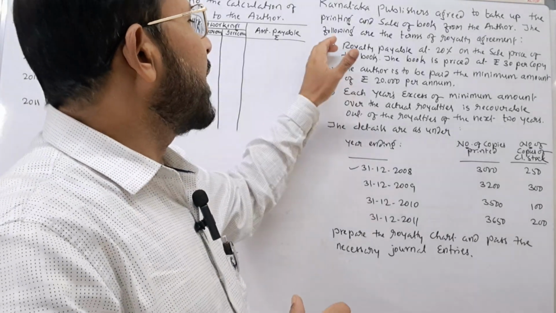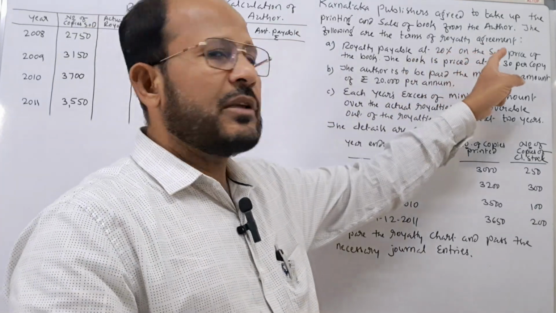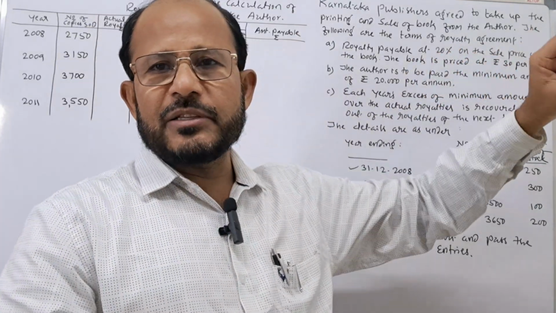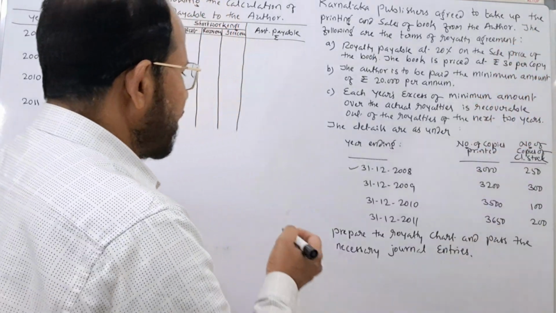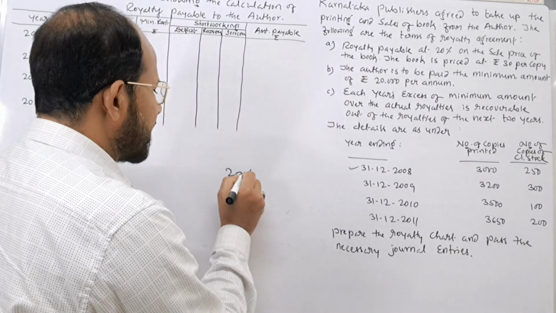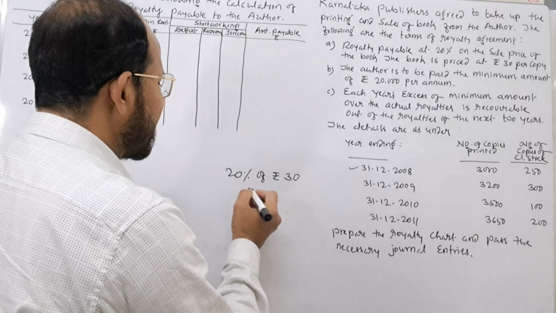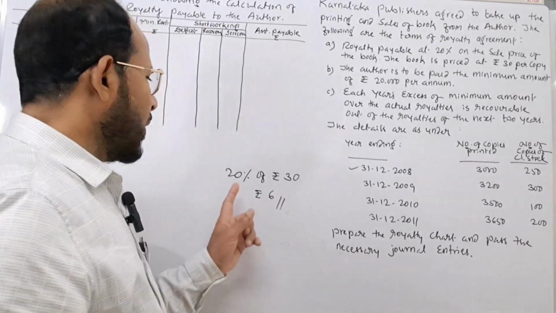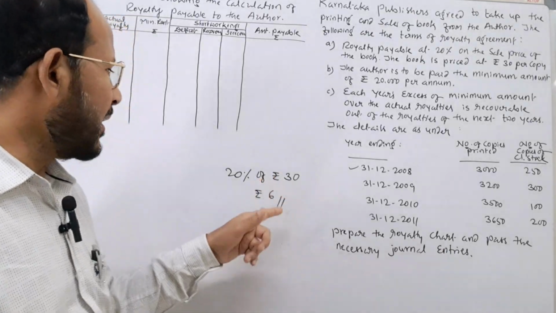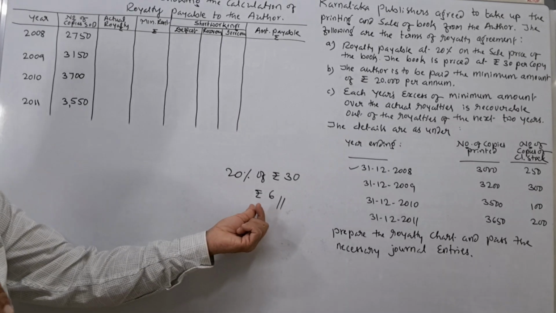See the first condition, what it says: royalty payable at 20% on the sale price of the book, and the sale price of the book is rupees how much? 30. 20% of rupees 30 is to be taken as royalty per book. It comes to how much? Rupees 6. This rupees 6 should be taken as the royalty per book.